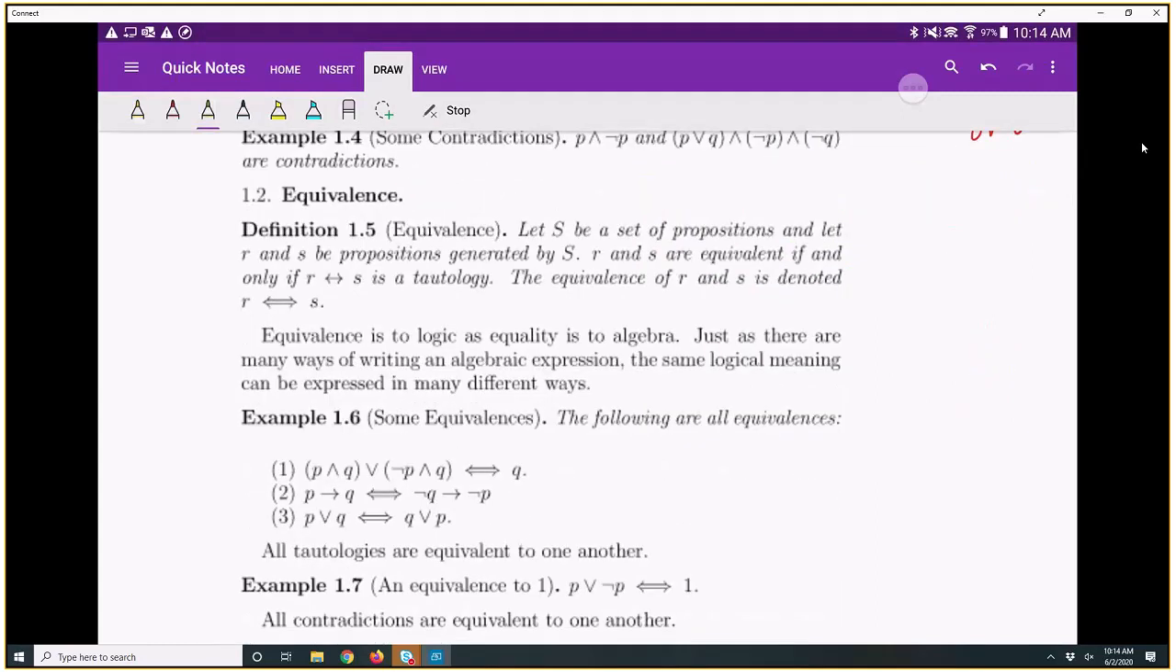Now we already sort of understand the idea of equivalence, but we have the definition here in a formal way. Let S be a set of propositions and let R and S be propositions generated by S. R and S are equivalent if and only if the biconditional R if and only if S is a tautology. If that's the case, then we'll change this single arrow to the double arrow.